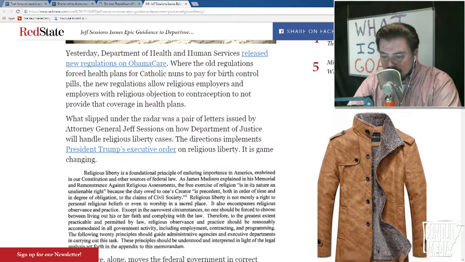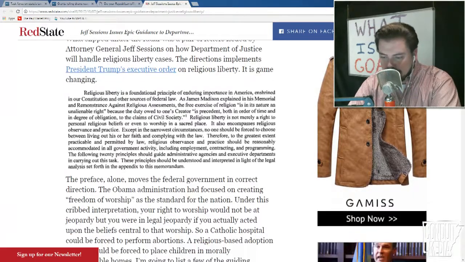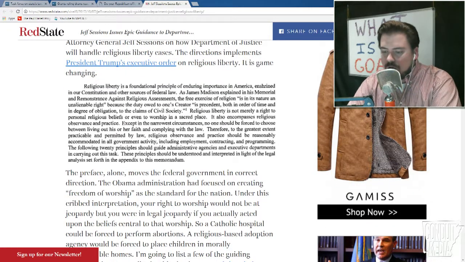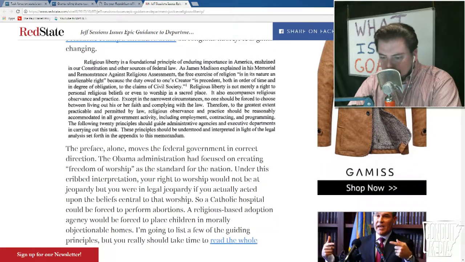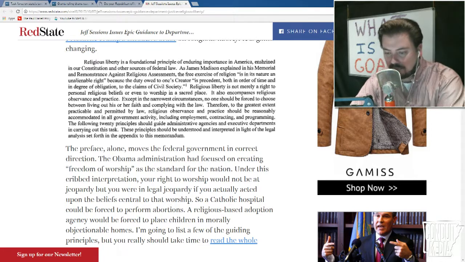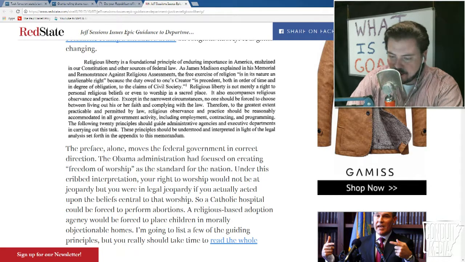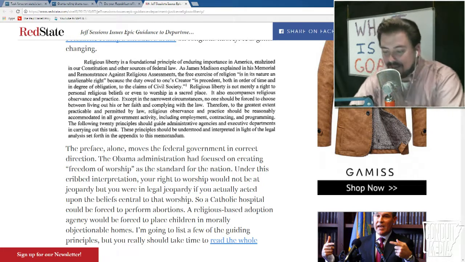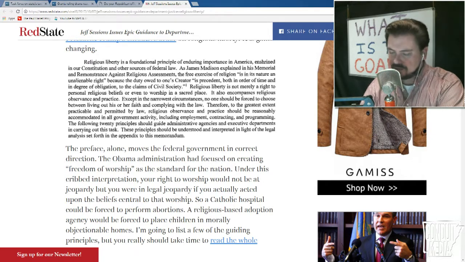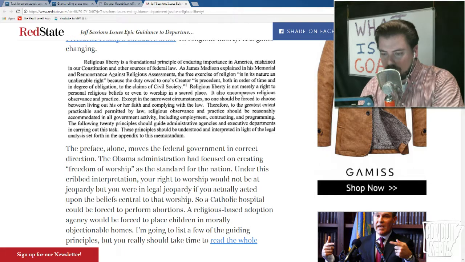Therefore, to the greatest extent practicable and permitted by law, the preface goes on, religious observance and practice should be reasonably accommodated in all government activity, including employment, contracting, and programming. The following 20 principles should guide administrative agencies and executive departments in carrying out this task. These principles should be understood and interpreted in light of the legal analysis set forth in the appendix to this memorandum. Red State writes that the preface alone moves the federal government in the correct direction.